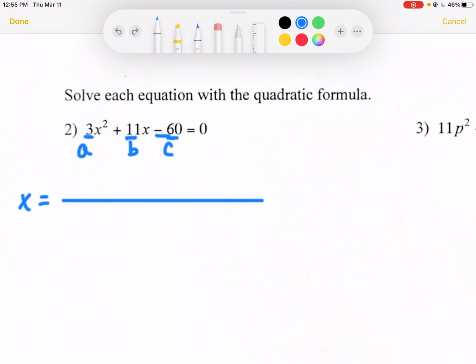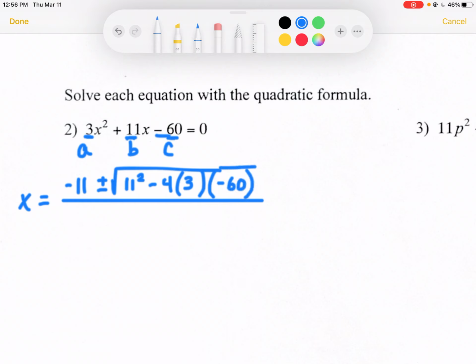So we start out with negative b. b is 11, so negative b is negative 11. Plus or minus, we'll actually do both, plus and minus, really. Square root of b squared, so 11 squared, minus 4, always minus 4, part of the equation, times a times c, all over 2a. a is 3 still, so 2 times 3.